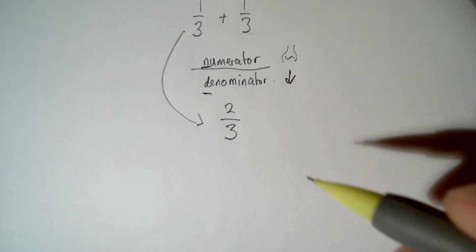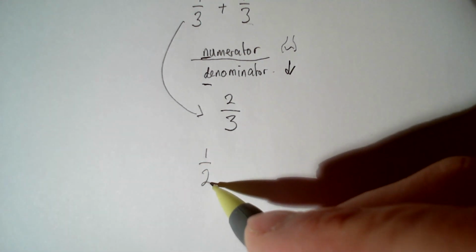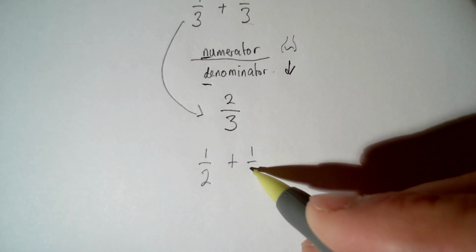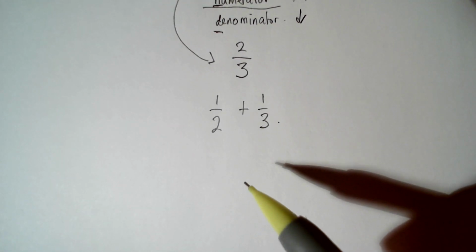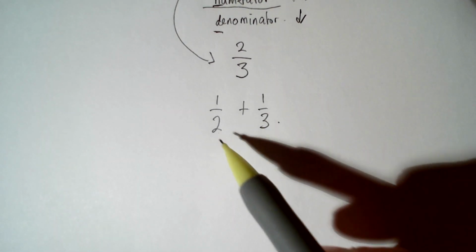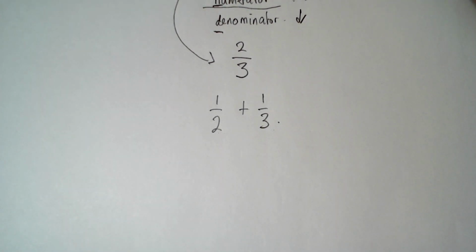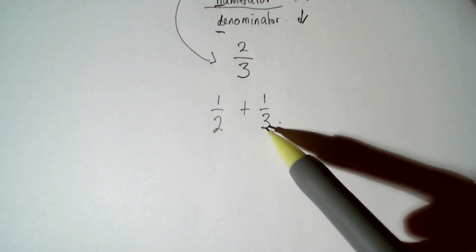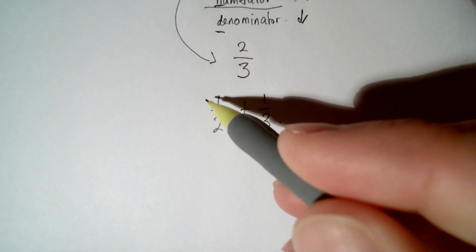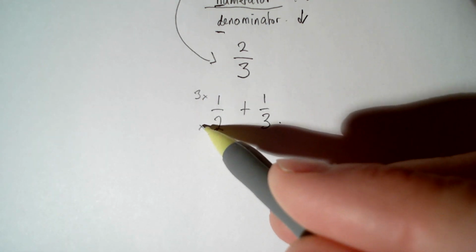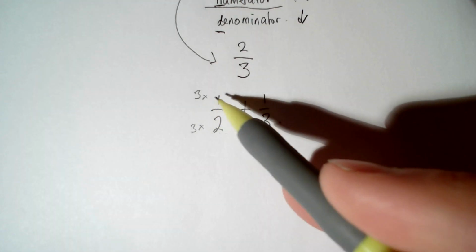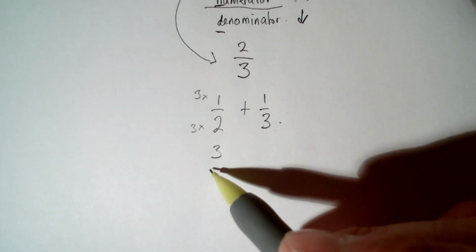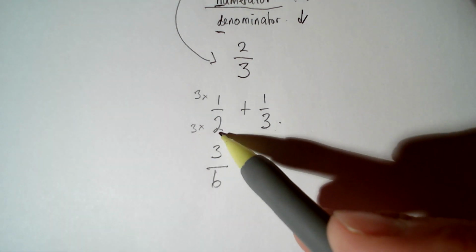What happens if we have a half plus a third? Well, when we look at this, we can see that the denominators are not the same. We need these denominators to be the same, so we need to do a trick to get them to be the same. So what we do is we look at the opposite denominator. The opposite denominator for this fraction is 3. So we're going to multiply above and below by 3. 3 times 1 is 3 and 3 times 2 is 6.